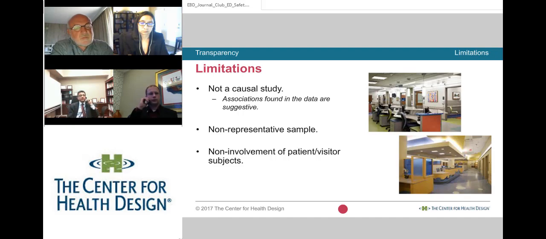We have not done it. So the next study, if someone is going to pick this study up and do a future study on this issue, I would suggest that we include patients and visitors in the subject pool in addition to the staff and the administration.